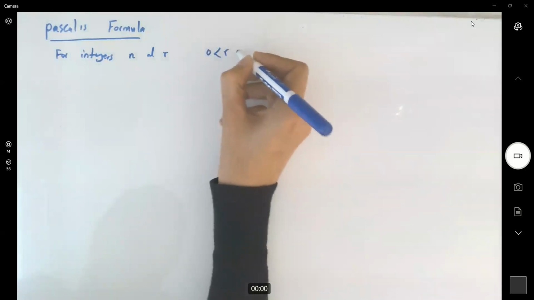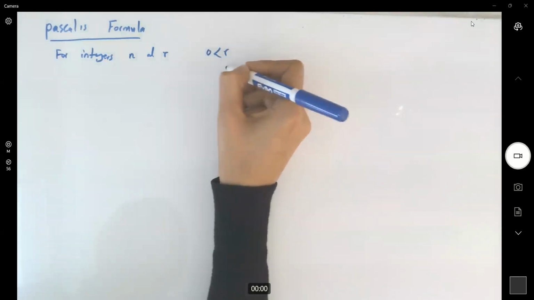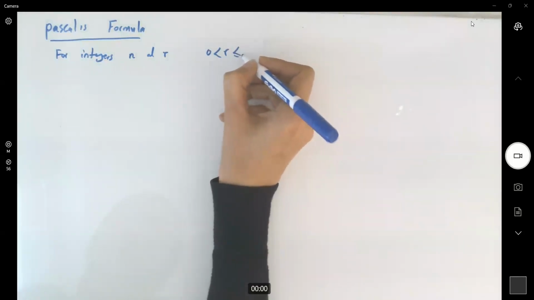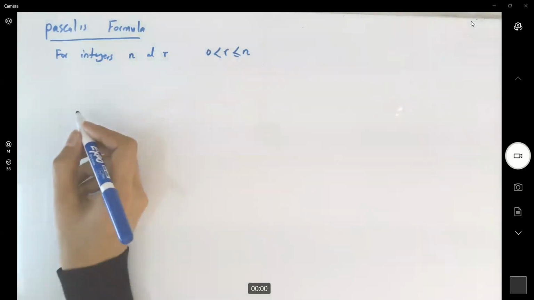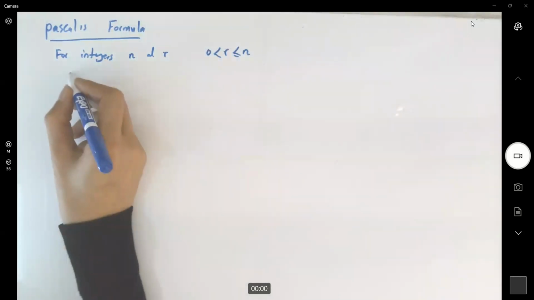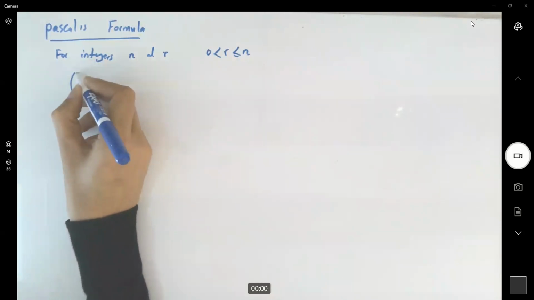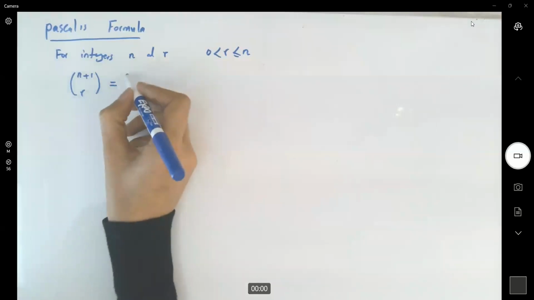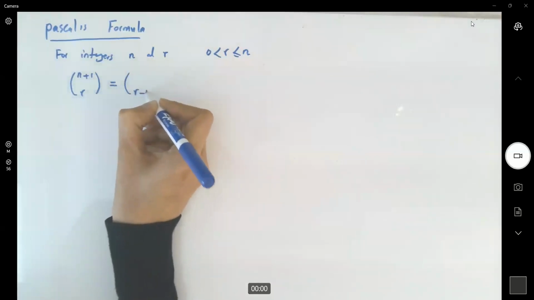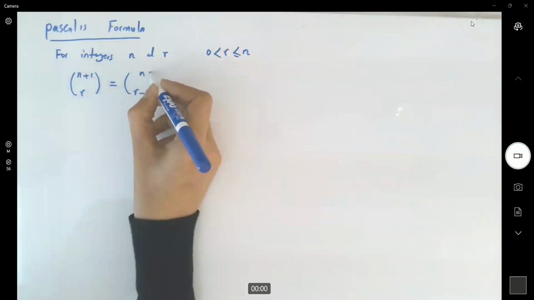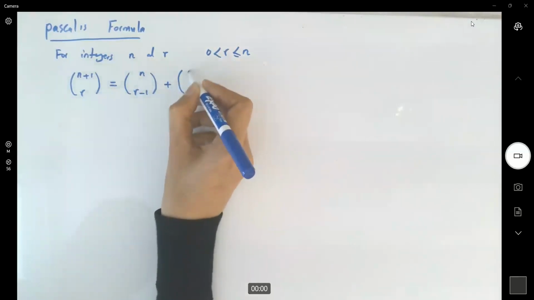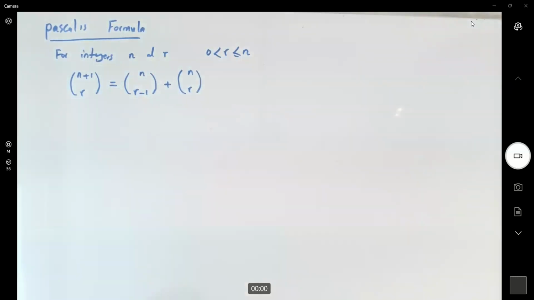if r is not equal to 0, it means that the minimum value that r can take is 1, and r is less than or equal to n, we have the following relation between the combinations. The combination of r objects out of n plus 1 objects can be broken down into the combination of r minus 1 objects out of n objects plus the combination of r objects out of n objects.